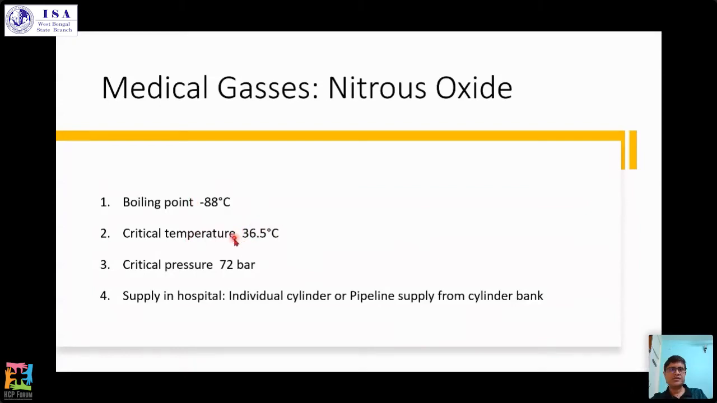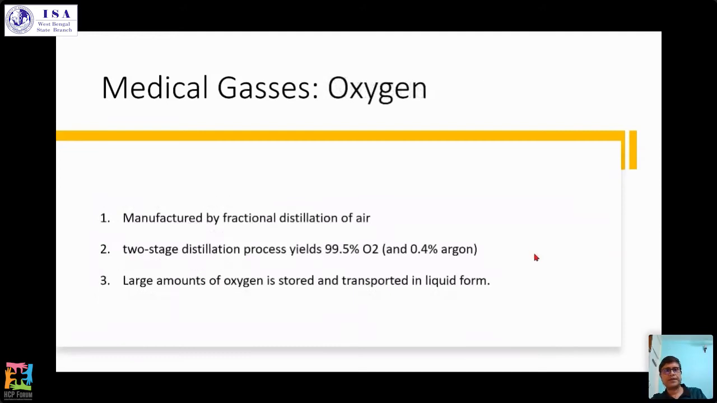Boiling point is minus 88 degrees. Critical temperature is 36.5. That means at an ambient temperature, which most of the time in our place is less than 36 degrees centigrade, it is possible to compress nitrous oxide into a liquid, the critical pressure being 72 bar. That means 72 times atmospheric pressure. And how is it supplied to the hospital? They are supplied to the hospital either using individual cylinders or a pipeline supply from the cylinder bank.